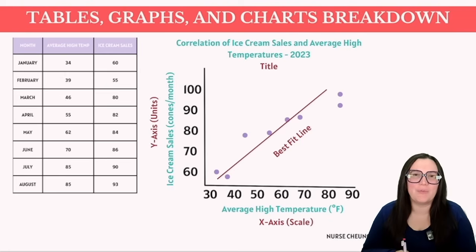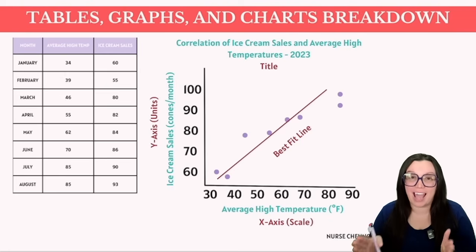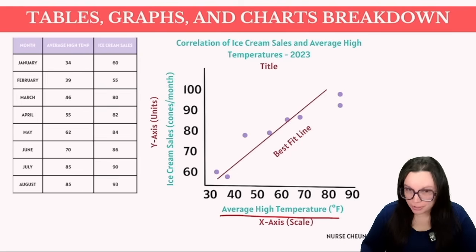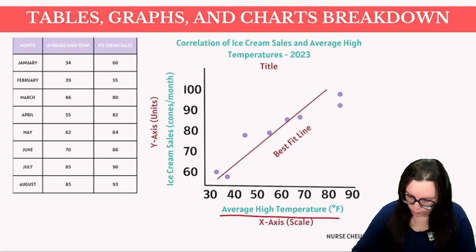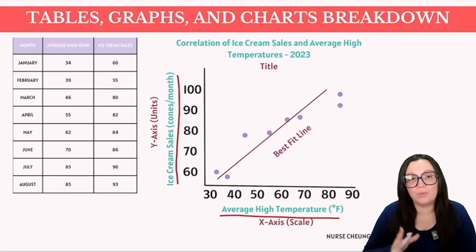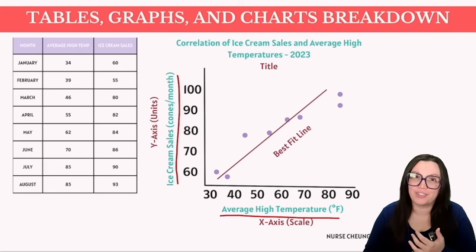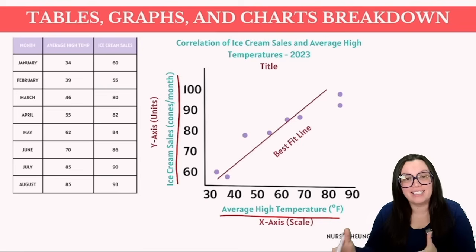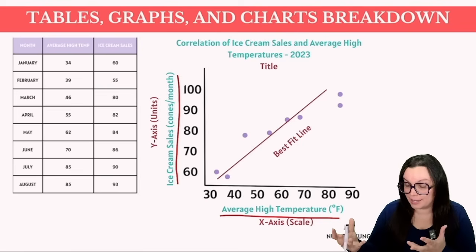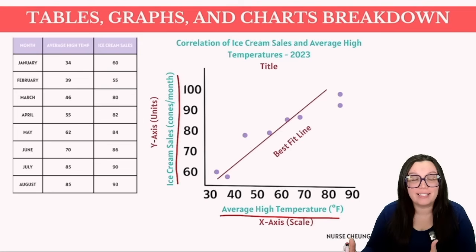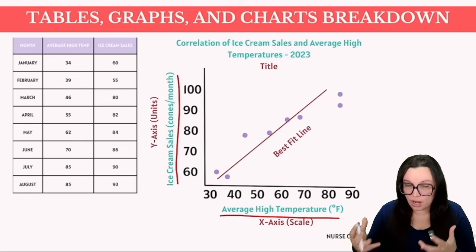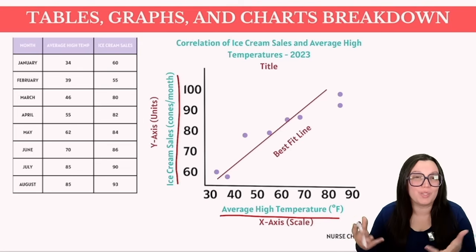The very first thing that we want to do is establish our axes. So on the x-axis, we're going to plot the average high temperatures, and on the y-axis, we're going to plot our ice cream sales. It's important that you label each axis clearly, including the unit of measure that you're using. For instance, the x-axis might be labeled average high temperature, and we're using the unit of measure of Fahrenheit. And on the y-axis, it is our ice cream sales, in cones per month.